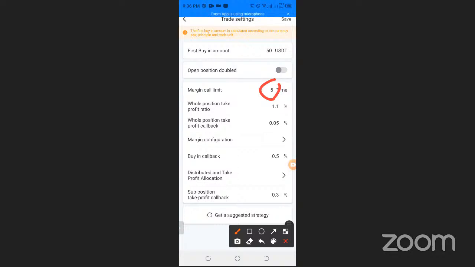So always do this calculation before you set your trade. Use a paper and pen to calculate, to know this capital I have. If I want to buy 3 coins, can it sustain it? Is it enough to meet all the margin calls? Even if I set it at 3 margin calls, meaning the robot is going to buy each coin 3 times.